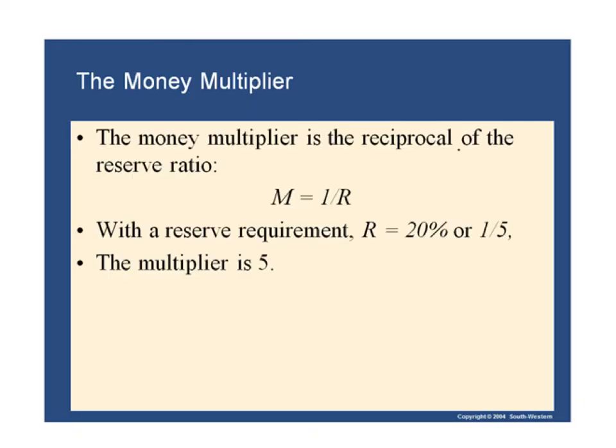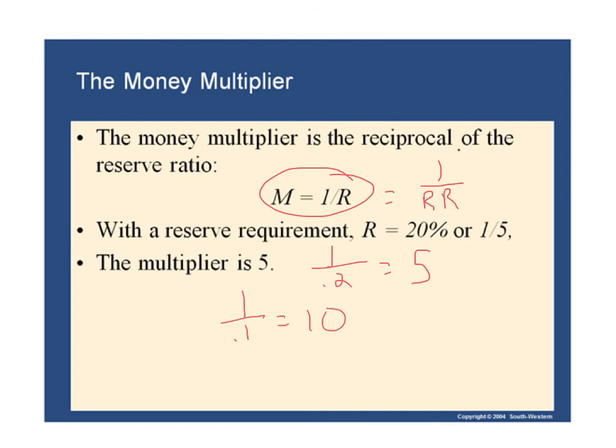And that's where the money multiplier comes in. The money multiplier is 1 divided by the reserve ratio. 1 over the reserve ratio. So with a reserve requirement of 20%, the money multiplier is 1 over 0.2 or 5. In our example, the money multiplier is 1 over 10% or 0.1 or 10.